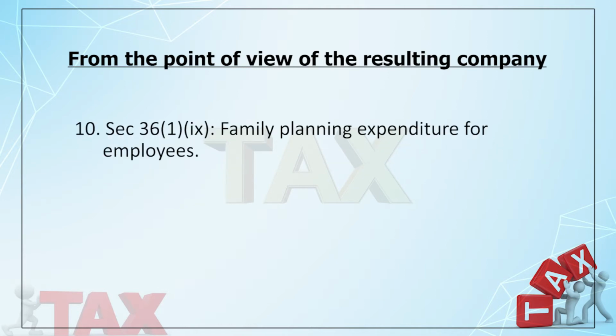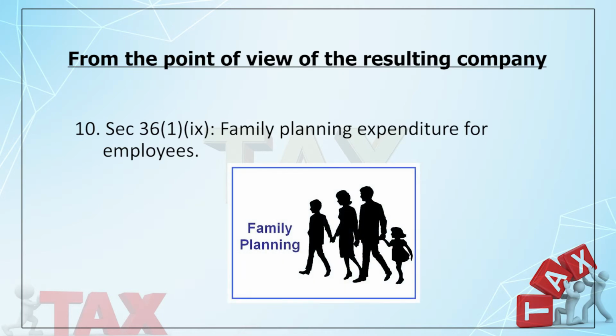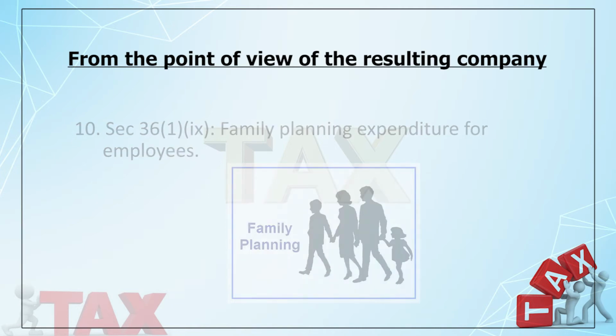Then you move on to 36(1)(ix), which talks of capital expenditure on family planning, right? Now once again the period of amortization is 5 years. So you are allowed to debit it over a period of 5 years to your profit and loss. Now if a part is enjoyed by the demerged company, the balance part can be enjoyed by the resulting company.